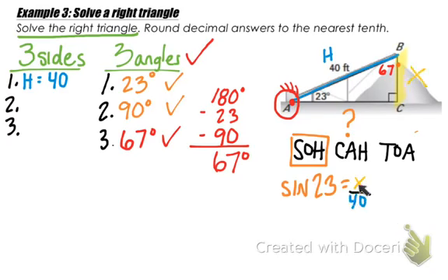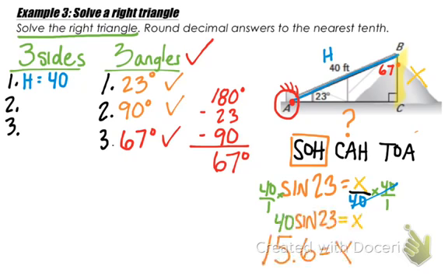And to get x all by itself, since it's being divided by 40, we're going to multiply both sides by 40 over 1. Simplify further, x equals 40 times sine of 23. You get 15.6 equals x. So then our opposite side, BC, is 15.6. So we wrote that on our side list. So we have 3 angles, 2 sides, 1 more to go.